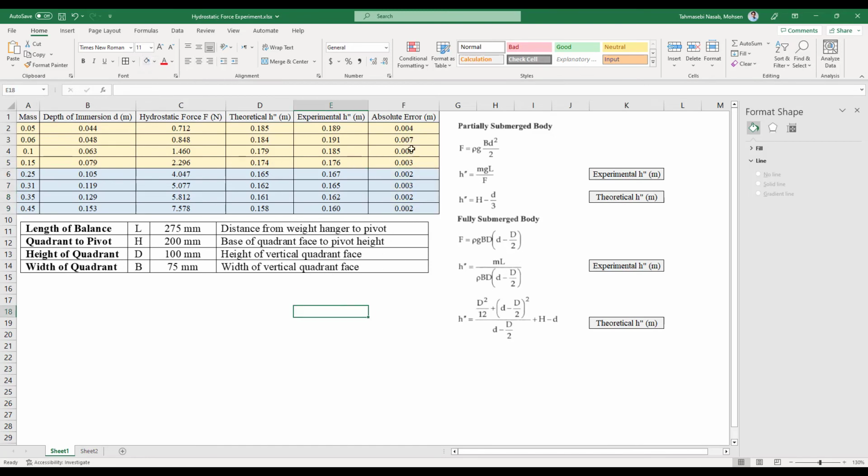Okay, so you can see that the absolute error is very, very small. That means that our experiment was fairly accurate. Now let's do some graphs together.